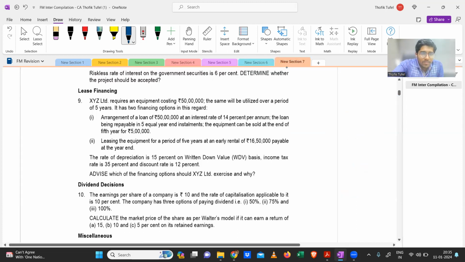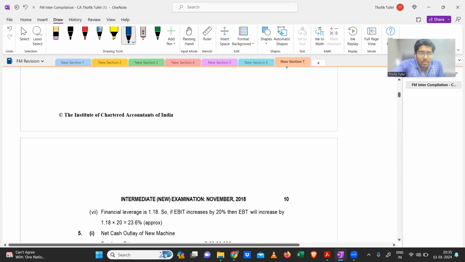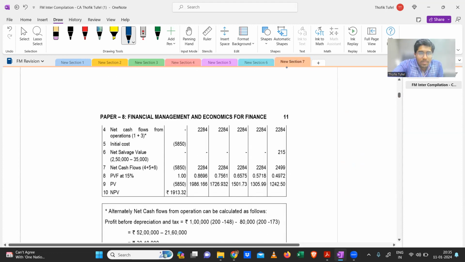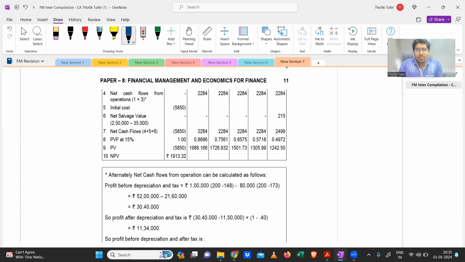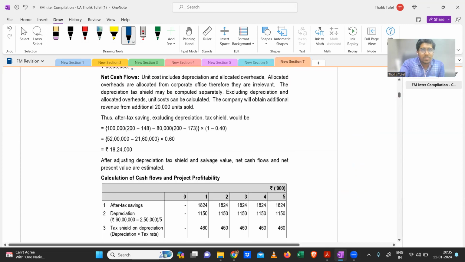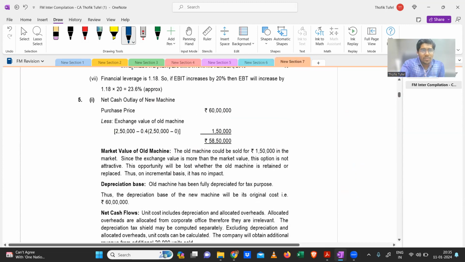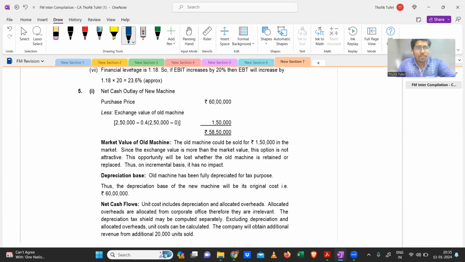Let me check the answer. Fifth one, question number 5. Okay, very good. See, they are giving the answers in thousands. If you see this market value of old machinery, the old machinery could be sold for 1,50,000 in the market. Since the exchange value is more than the market value, this option is not attractive. Whether the old machine is retained or replaced, the opportunity will be lost. So on an incremental basis, it has no impact.